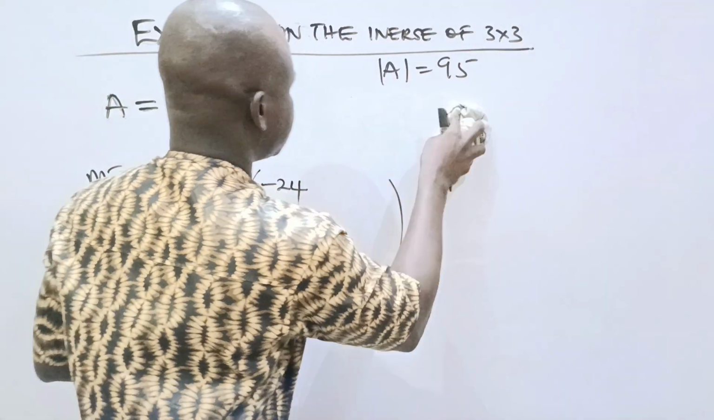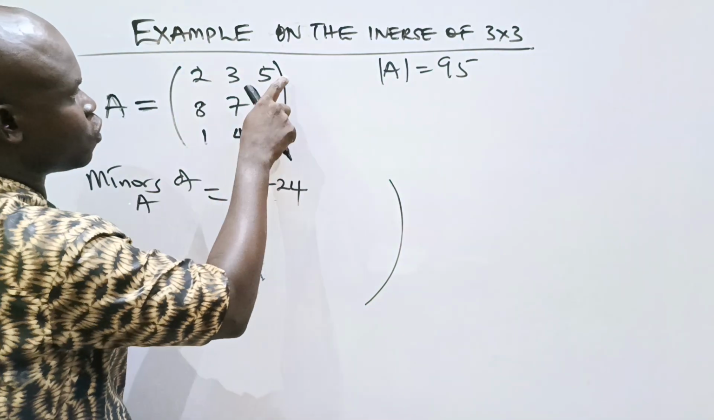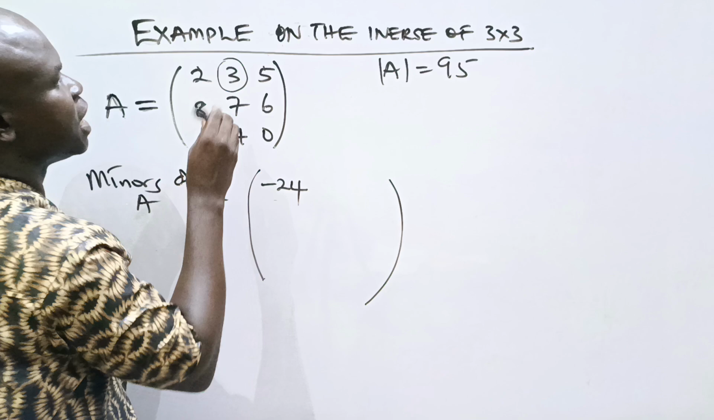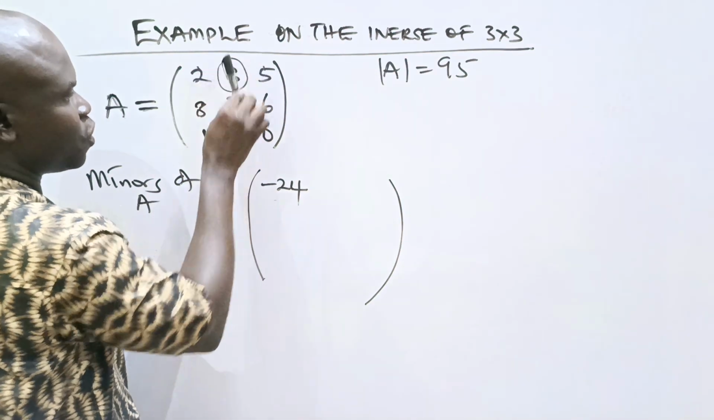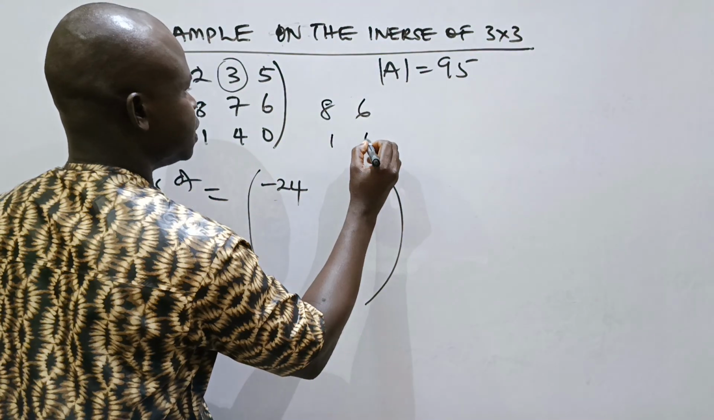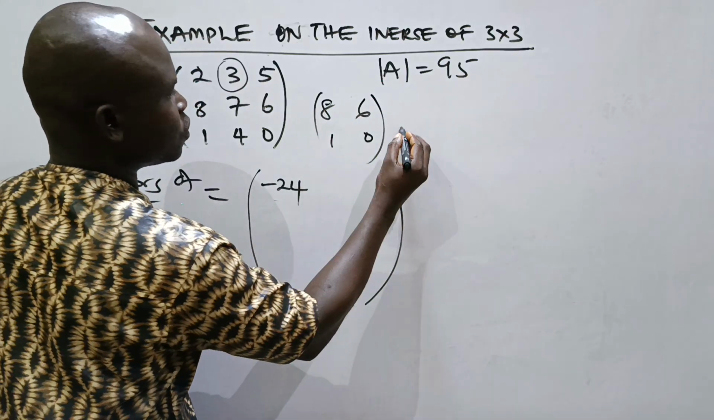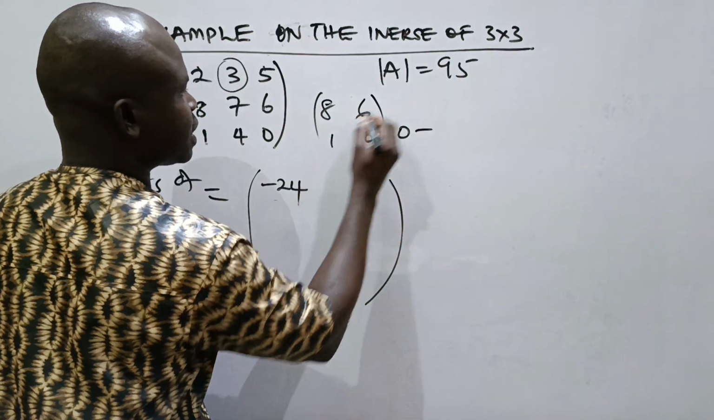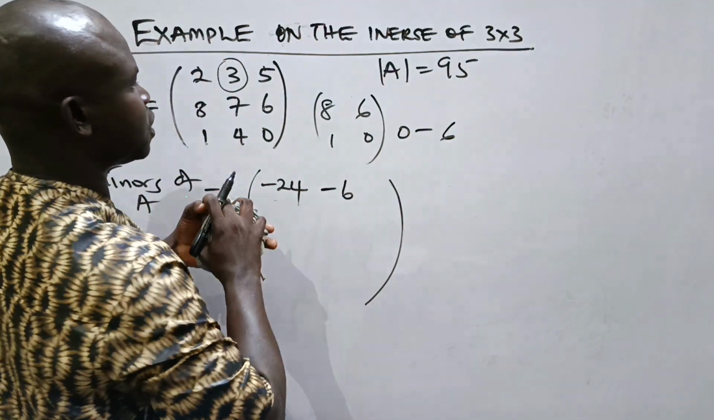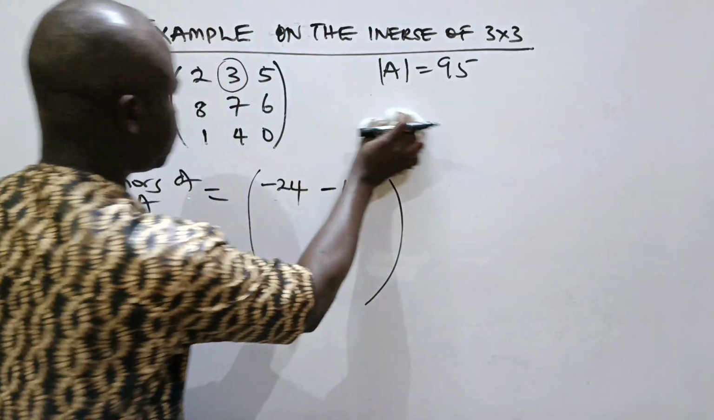I will go ahead to first row, second column, which is 3. How do I get the minor of this 3? I will pretend as if I cover the first row and second column. I will write out the leftover: 8, 6, 1, 0. 8 times 0 is 0, minus 1 times 6, 6. So that will be 0 minus 6. That's minus 6. This will be the minor of that second one.